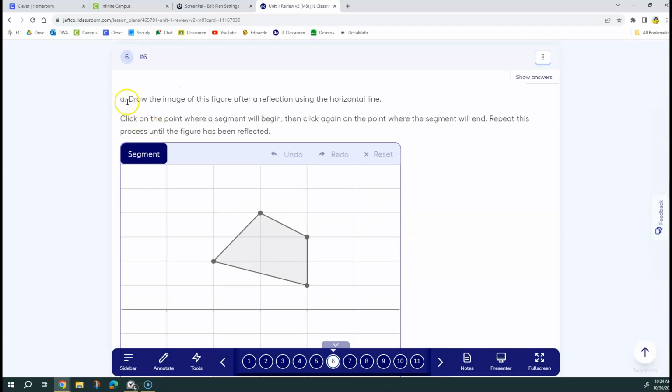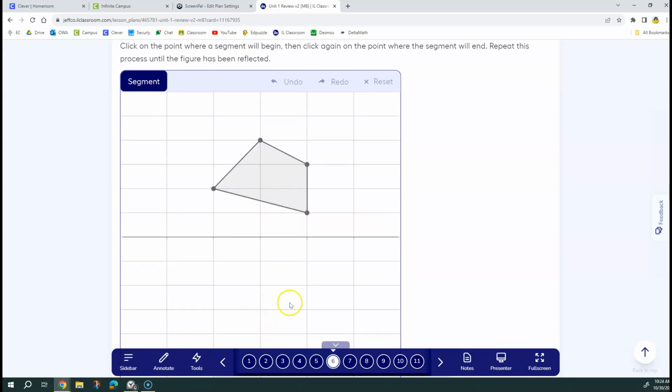All right, 6A. Draw the image of this figure after a reflection using the horizontal line. So here is the horizontal line that we're using as a reflection, and we're reflecting this quadrilateral right here across this line. I'm going to use the same method that I did in number 4, counting how far away from our line of reflection each point is. I'm going to start at this point right here in the lower right. This point is 1 step away from my line of reflection, so I'm going to go 1 step in the opposite direction.